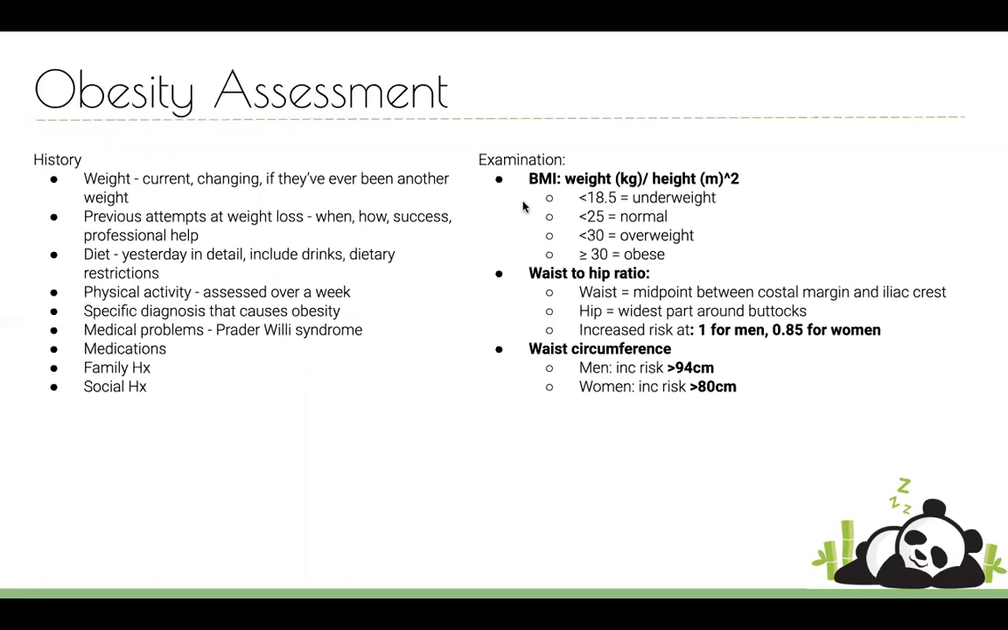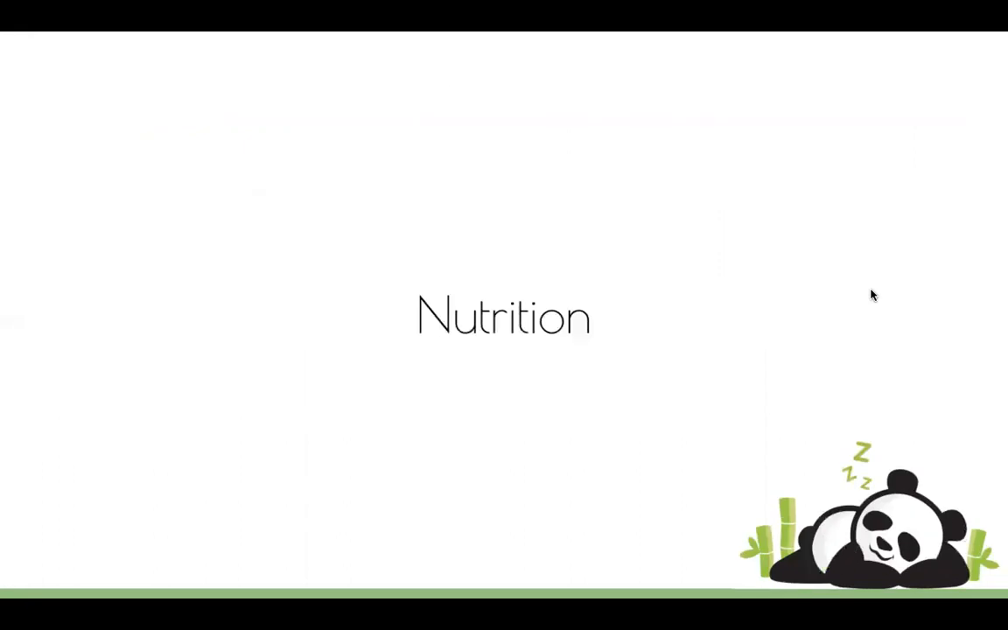And then on examination, these are the main things you need to do. So for BMI, weight over height squared, like before, waist to hip ratio. So hip is the widest part around your buttocks, and waist is the midpoint between the costal margin, so the bottom of your ribs, and your iliac crest, so the top of your hips. And then your waist circumference, again, taken from your waist.